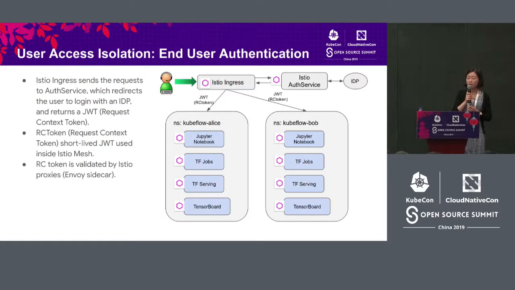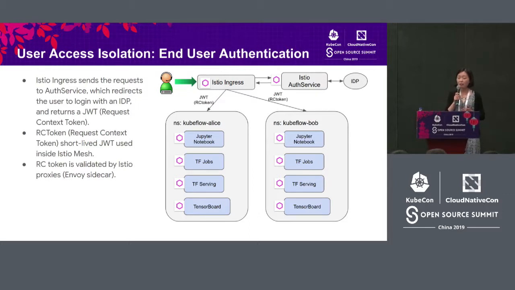So now let's take a look at how the Istio end-user authentication feature can be used to secure and isolate user access to machine learning workloads. Let's consider a scenario where an end user tries to access machine learning workloads like a serving job. The end user request arrives at Istio ingress. The ingress will forward the request to a service called the Istio auth service. If there is no end user credential attached, the auth service will redirect the user to log in with an identity provider. For example, Google login, GitHub login.